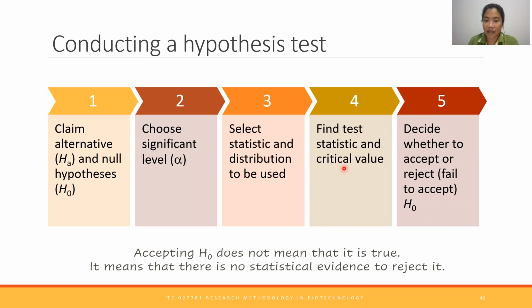Once you have selected the distribution, you know what statistic and critical values you are going to have to calculate, whether it is the t values, the chi-square values, or the f values that you have to calculate. That is the test statistic. And you need to know what the critical values are under your situation.